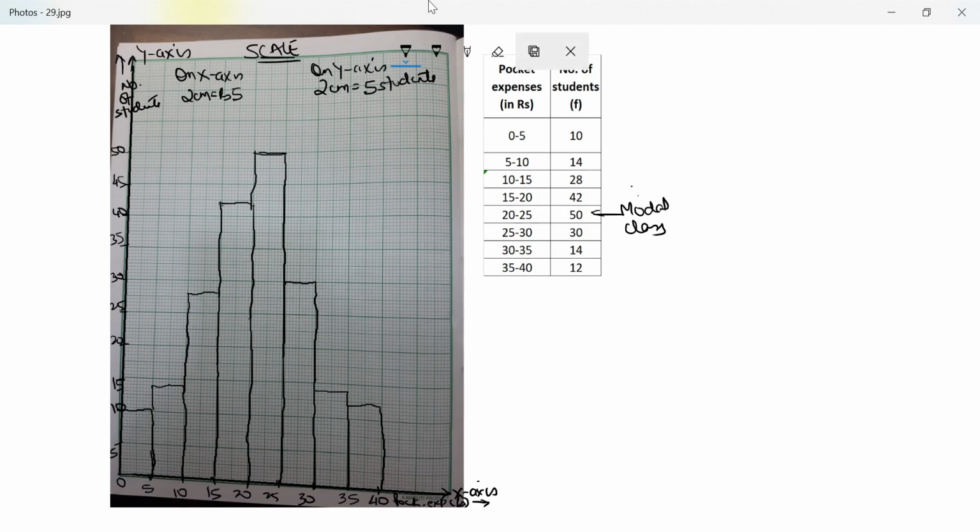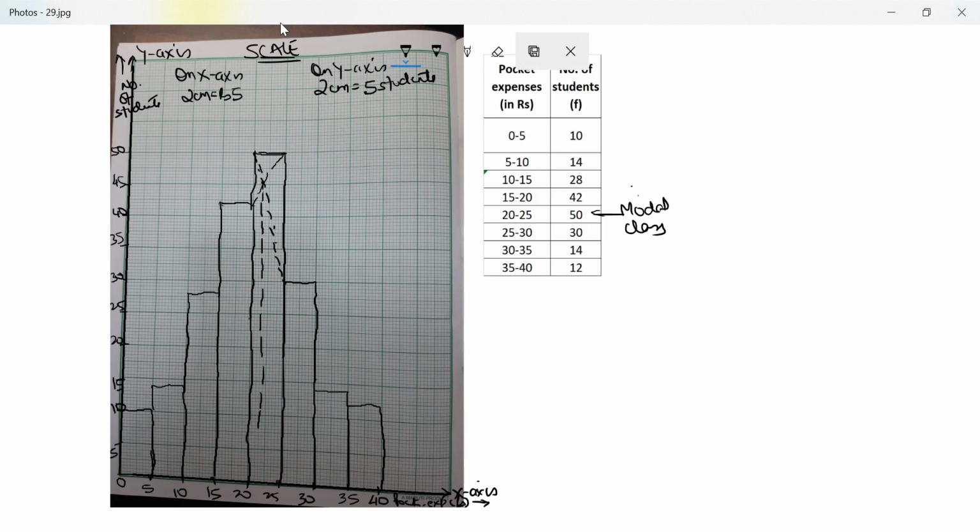I join the lower limit of the modal class with the lower limit of the next class interval. I join it with here using a scale and using a dotted line, and the upper with the upper of the previous one. Where are they intersecting? They are intersecting on the third line, right? So on the third line, I draw a perpendicular down onto the x-axis.